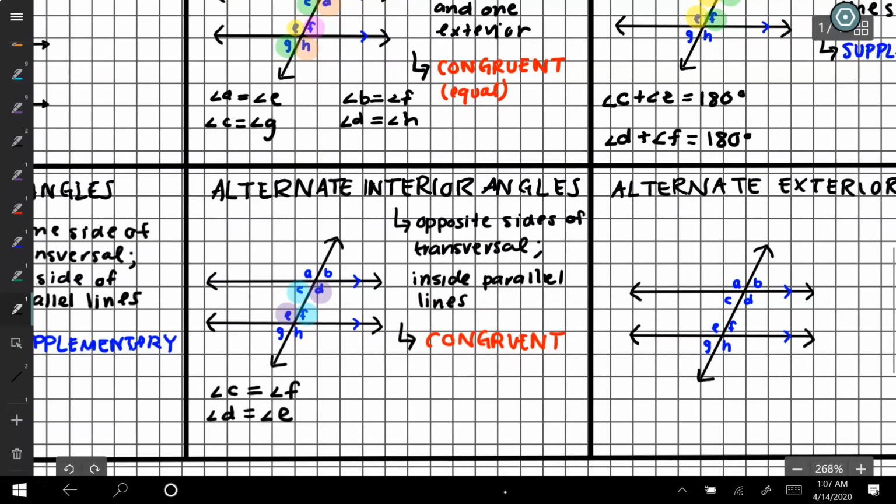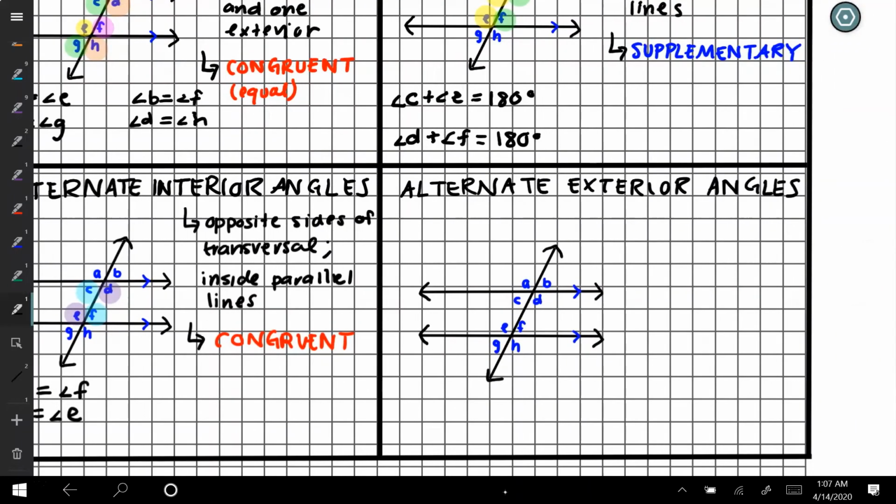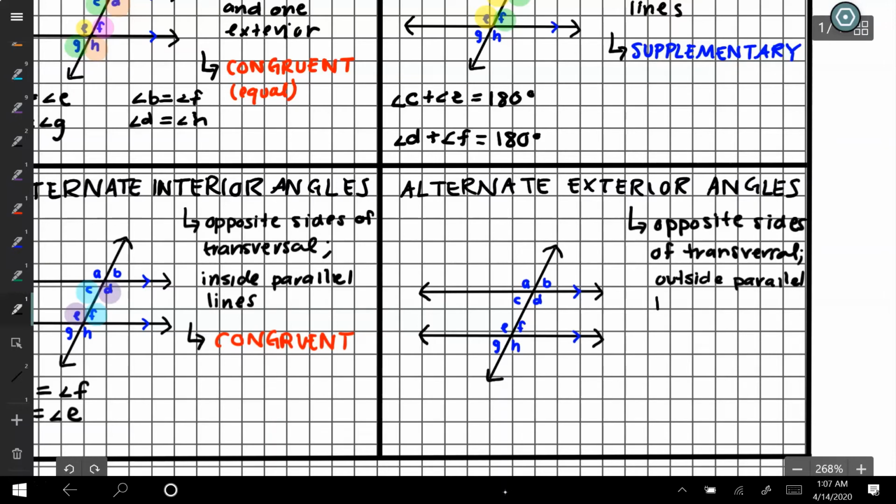Alright, those are our alternate interior, and the last angle pair we're going to talk about is our alternate exterior angles. So, alternate again means we're on opposite sides of the transversal. And now we're outside of the parallel lines. And our alternate exterior angles are also congruent. I'm going to write that there.